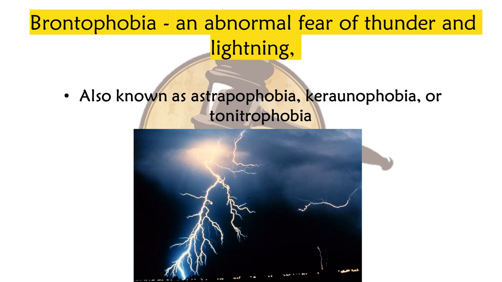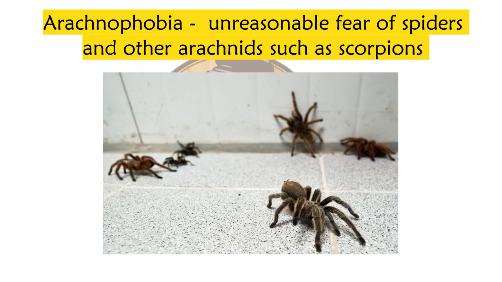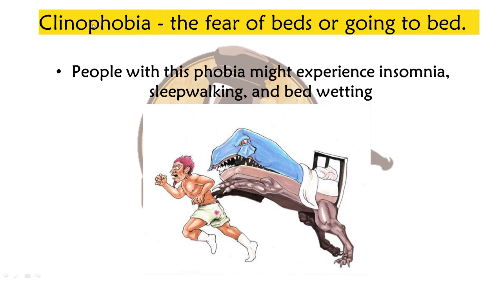Brontophobia, also known as astrophobia or keranophobia, I'm sorry, keranophobia or tonitophobia, is an abnormal fear of thunder and lightning. Okay, moving on. Arachnophobia is unreasonable fear of spiders and other arachnids such as scorpions, right? So arachnophobia.